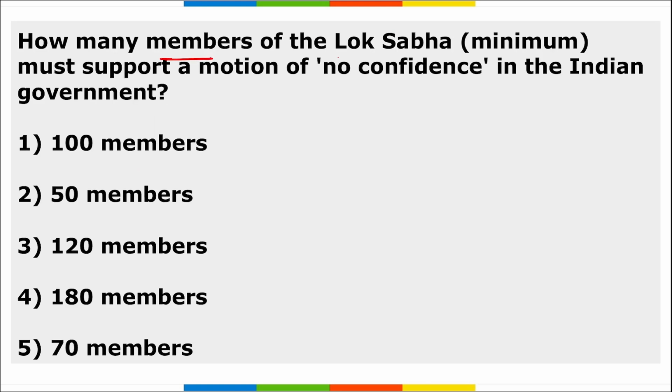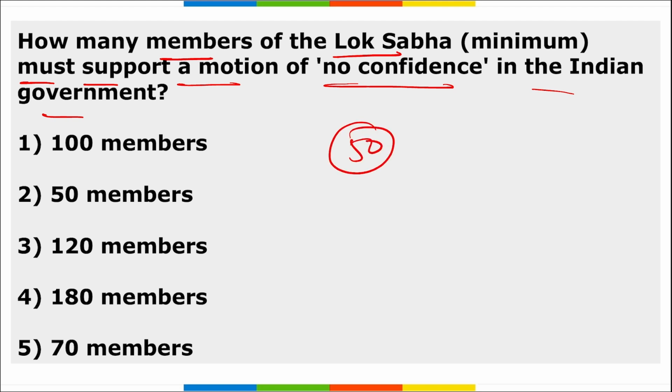Next, what is the minimum number of members of Lok Sabha required to support a motion of no confidence in the Indian government? So remember, a minimum of 50 members of Lok Sabha must support a motion of no confidence in the Indian government. Article 118 of the Indian Constitution permits both Houses of Parliament, that is Rajya Sabha as well as Lok Sabha, to make their own rules for functioning, and there is no mention of a no confidence motion in the articles of the Indian Constitution.